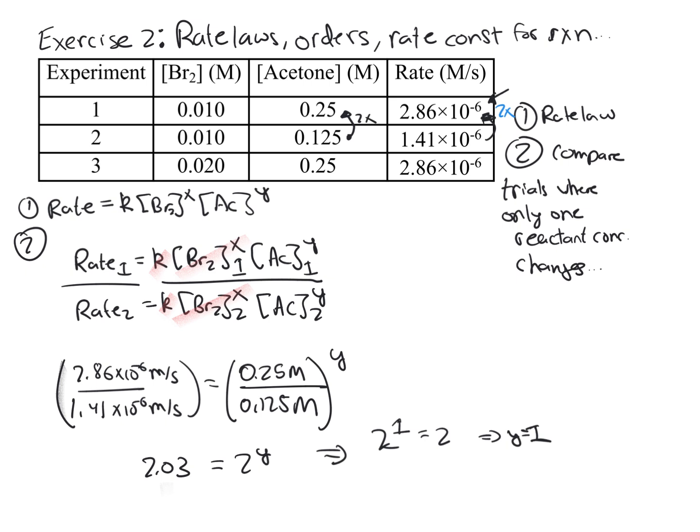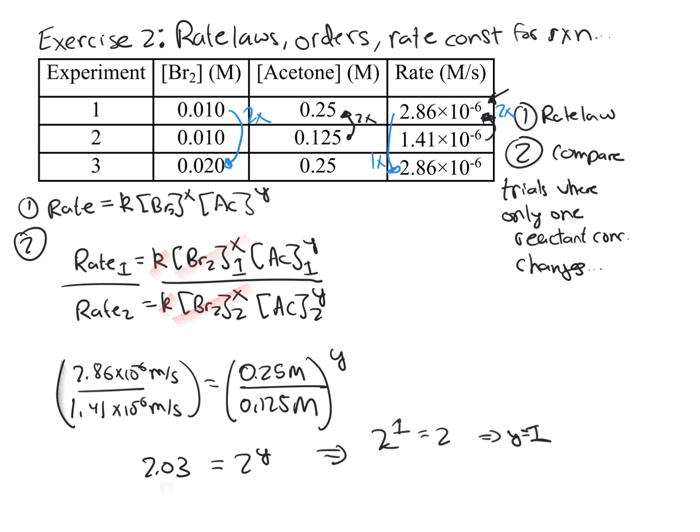Okay, our next comparison is to figure out the order in BR2. For that one, I'm not going to show the full math. Here, trials 1 to 3 will work. In this case, BR2 doubles. What was the effect on the rate? The rate, if I look at this, didn't change. It was a factor of 1x. It's the exact same rate here. So if doubling the reactant, or increasing the reactant in any way, doesn't cause the rate to change, the meaning of that is a 0th order relationship.